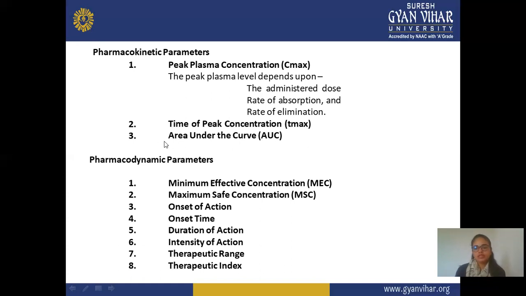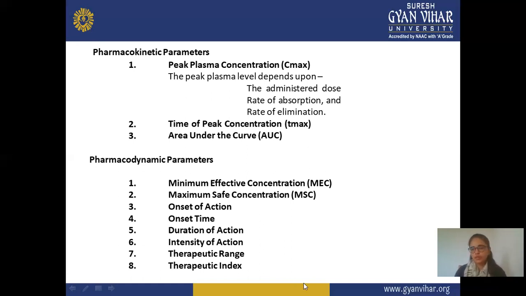Next is AUC, that is area under the curve. So these are the three parameters which come under pharmacokinetic parameters, and all the remaining ones are pharmacodynamic. Hence AUC, Cmax, and Tmax we consider in pharmacokinetics. The remaining parameters are in the category of pharmacodynamic parameters.